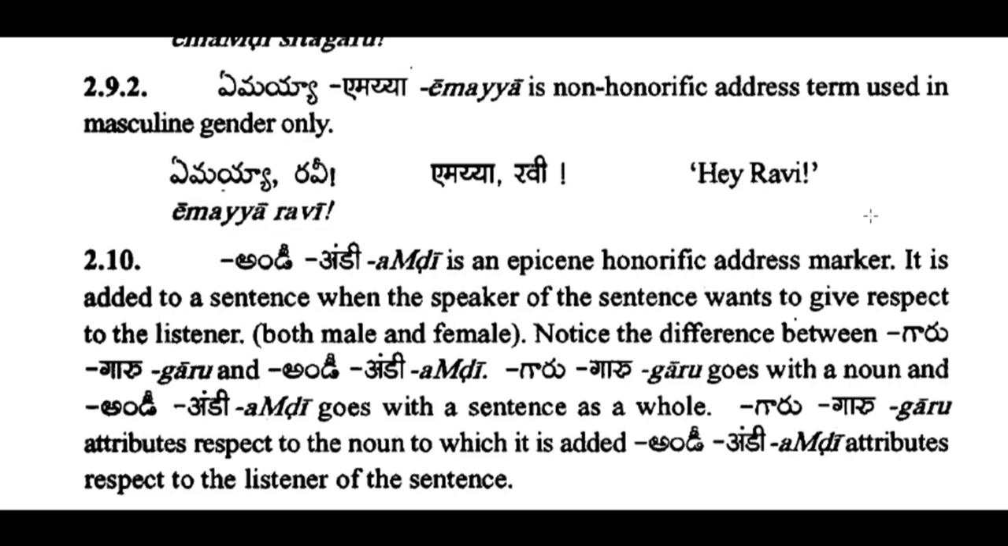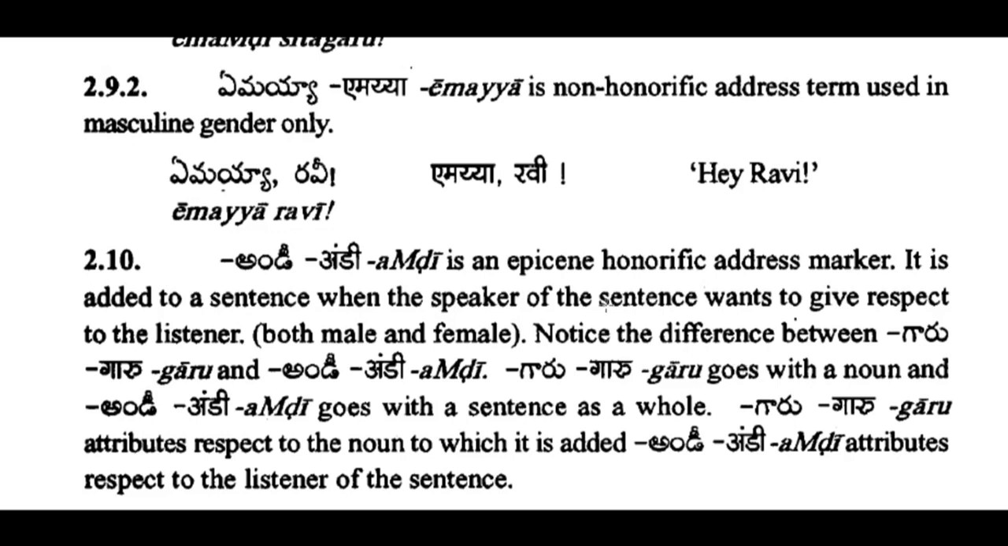It is added to a sentence when the speaker wants to give respect to the listener. For example, if I want to give respect to you, I can say "Vinipistunda Andi", which means, can you hear me? At the beginning of the sentence, I said Kanipistunda. If I want to show respect to you, I can say Kanipistunda Andi. So at the end, Andi will be added to show respect.